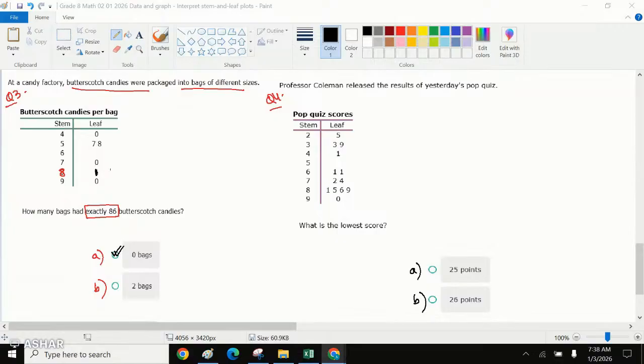Stem will give you the tens, right? But if we go with 9 or 8, 8 is still bigger than 2, right? That means 81, 85 would be bigger than 72 or 74. So we go towards the smaller number. So what is the smallest number possible? Because they're asking us for the smallest score, right? Yes, we look at stem 2.